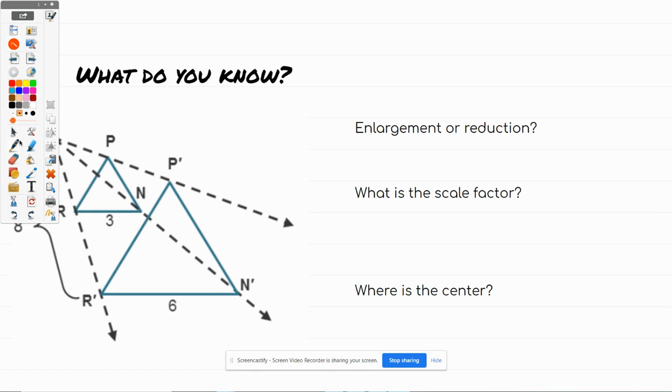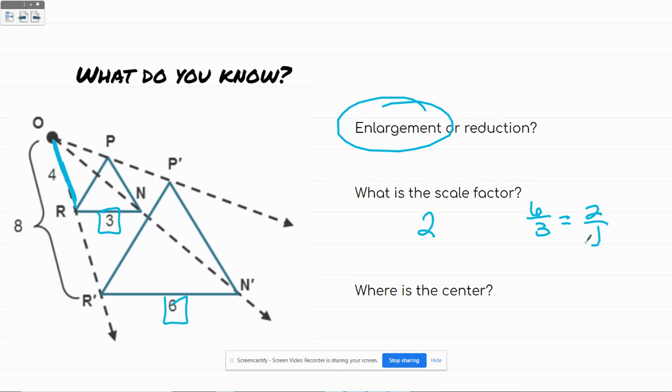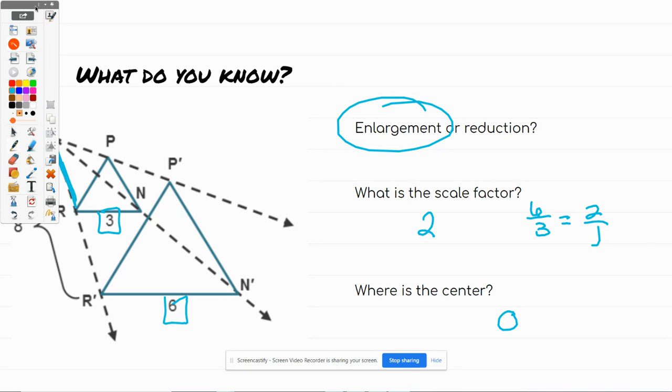Okay, so on this one, what do we know? Take a look. The original has no primes. The new one has primes. Is it an enlargement or a reduction? Well, it definitely got bigger. It's an enlargement. What would the scale factor be? There's two ways you could tell. You could use the 3 and the 6 here, or you could say this is 4, 4 times what gets me to 8, and the scale factor is 2, or you could have done the 6 over 3, which is 2 over 1. And where would the center of that dilation be? It's 0, and we know that because those rays all meet up there.